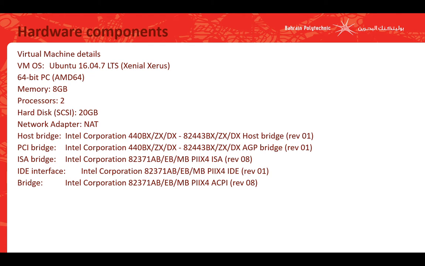Next we have hardware components for the virtual machine. VMware operating system Ubuntu 16.04.7 LTS Xenial Xerus, 64-bit PC, AMD processor. Memory is 8 GB and 2 processors. Hard disk is 20 GB. Network adapter is NAT, and here we have additional information.